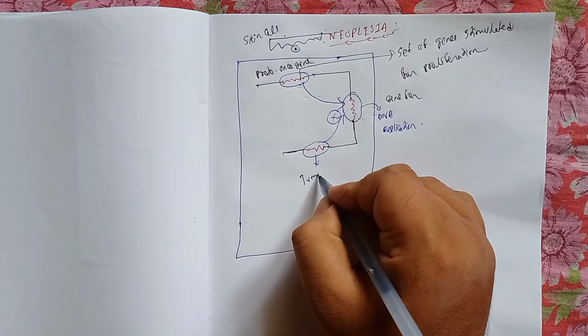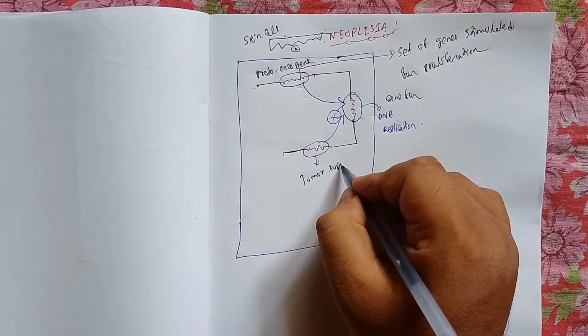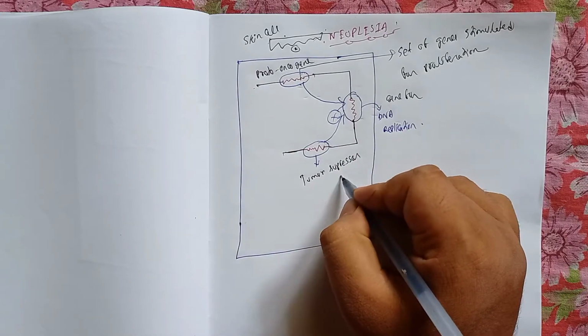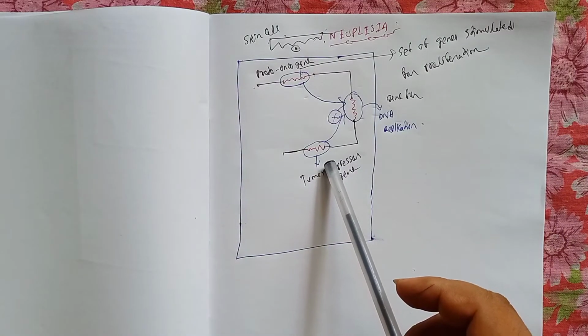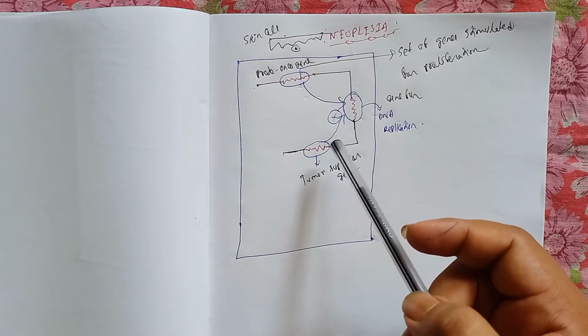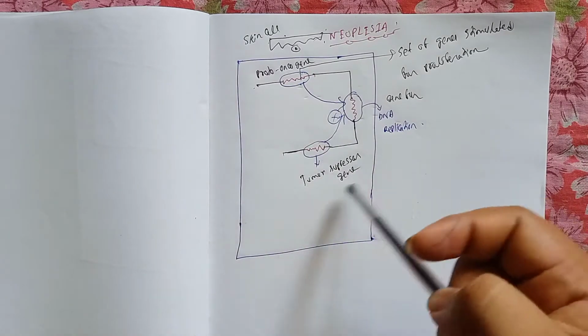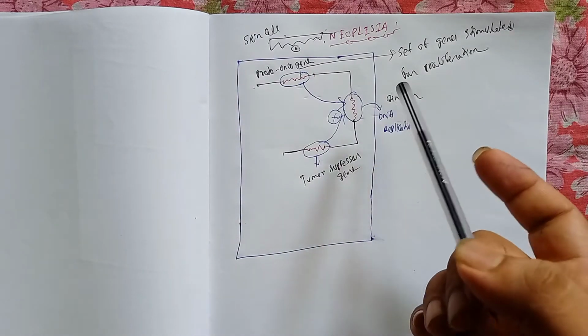Tumor suppressor gene. That means what? It will do suppression, as it cannot let the cells do divisions or replications. That's a normal thing here.